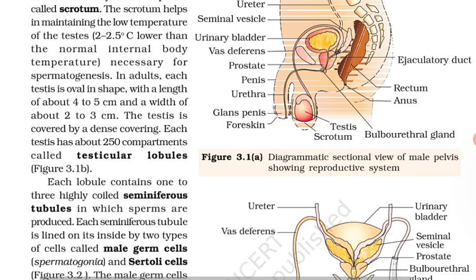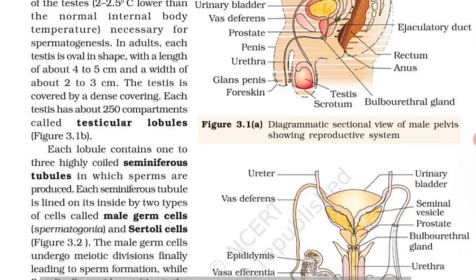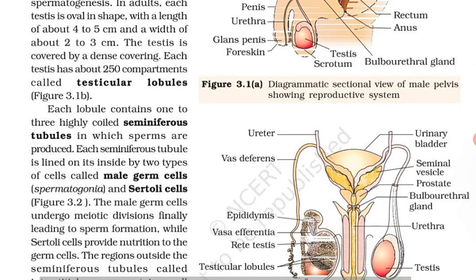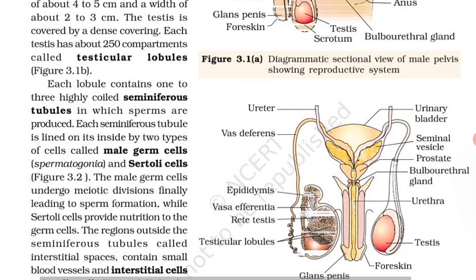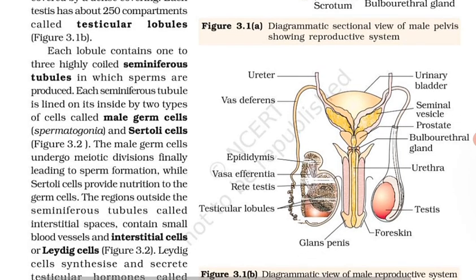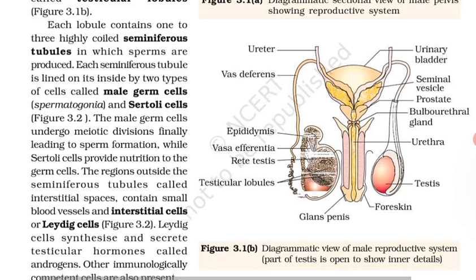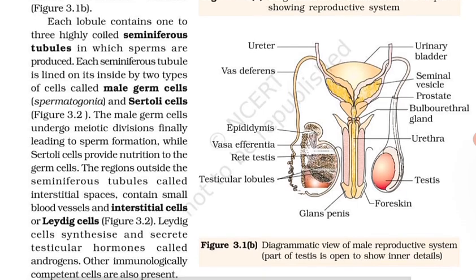Each testis has about 250 compartments called testicular lobules. Okay? Clear? So each lobule contains 1 to 3 highly coiled seminiferous tubules in which sperms are produced.